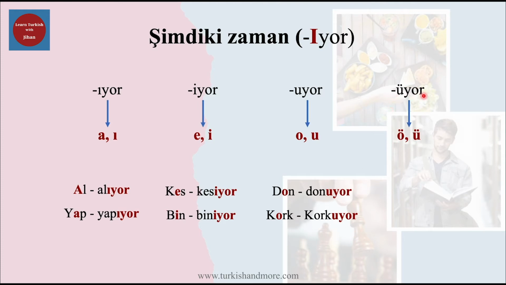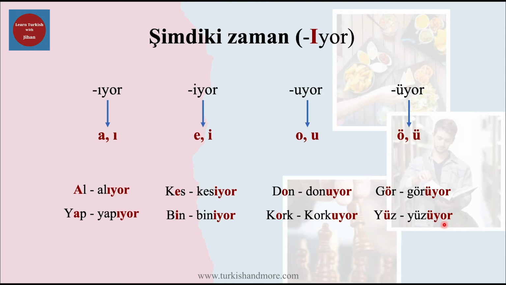When do I use üyor? When we have the last vowel in the verb ö or ü. Examples, gör, see, yüz, swim. What is the last vowel in gör? It's ö. The last vowel in that verb, yes, go up. I have to add üyor to the verb. So, görüyor. Next, yüz. What's the last vowel in that verb? It's ü. So I use üyor. So again, let's summarize.